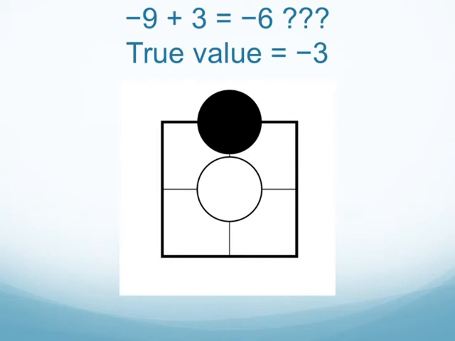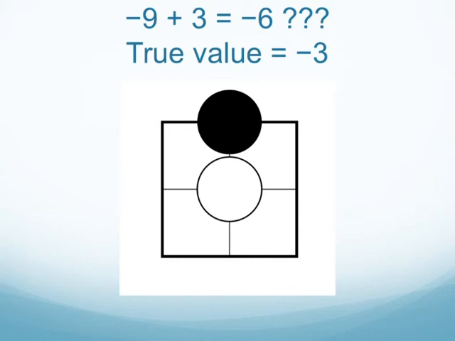Now let's look at this position where each player has a stone on the board. It could be reached, for instance, if black started off playing on the side and white replied in the center. We already know that the value of this position is -3. But if we add up the features, we get -9 points for the center white stone plus 3 points for the black stone on the side. And that gives us a value of -6.